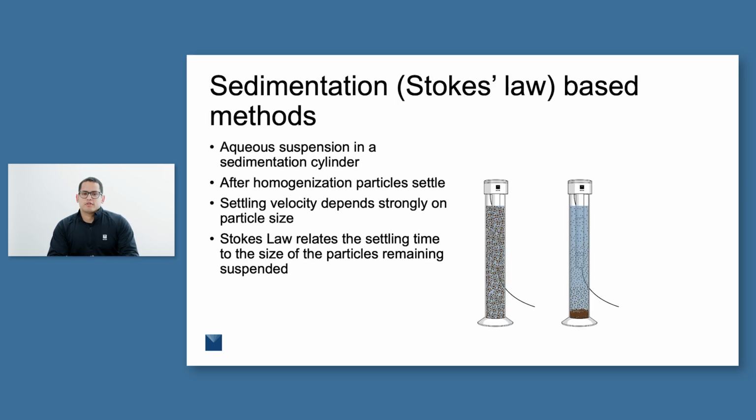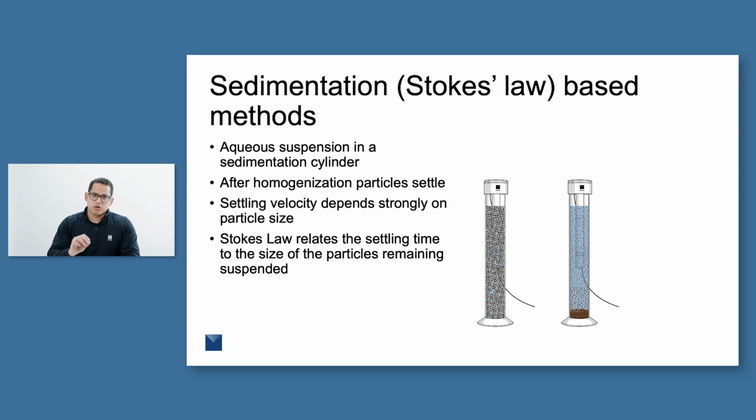So before we get a little bit deeper, it's really important to understand some of the physics behind this measurement and what we're doing. And one of the most common measurement methods for doing particle size analysis are based on Stokes' law. So the sedimentation methods involve taking an aqueous suspension in a cylinder, and you can kind of see some examples of that here. And after homogenizing the particles, essentially that means getting the particles in suspension equally, what we're doing is measuring the settling velocity of that solution.